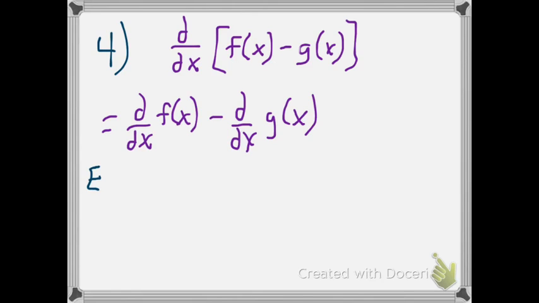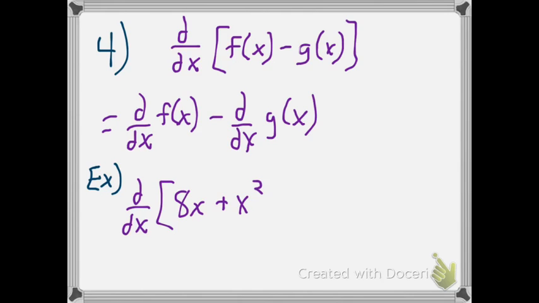So let's give ourselves a quick example. So we'll use the sum rule for this one. So if I'm taking the derivative of, let's say, 8x plus x squared, means I'm going to take the derivative of these separately and then add them together. So this is going to be equal to the derivative of 8x, which is 8, and the derivative of x squared, which is 2x. And since I'm adding these two functions together on the left, I continue to add them on the right.